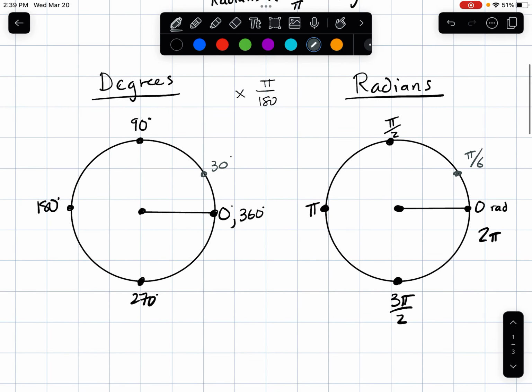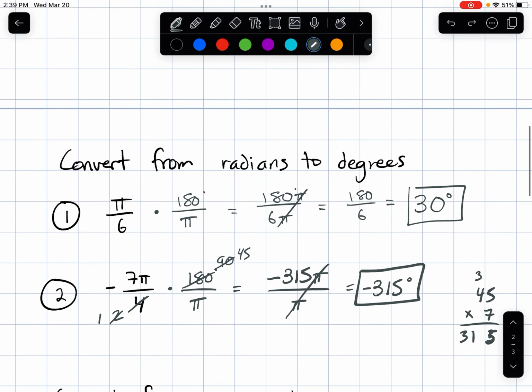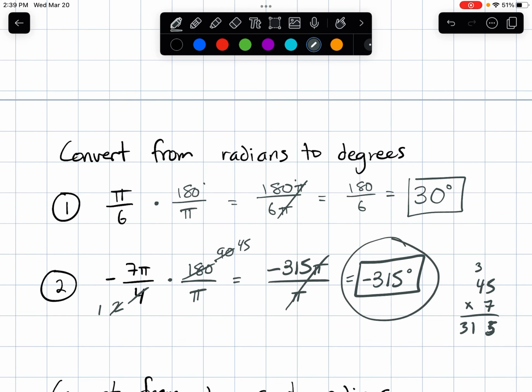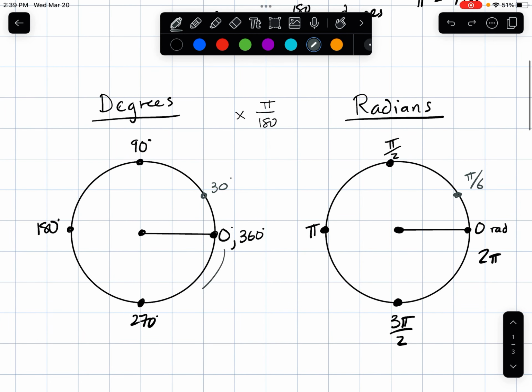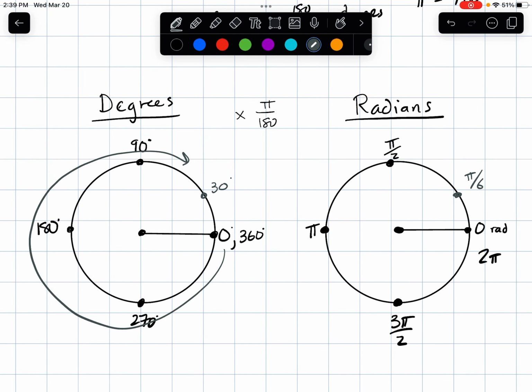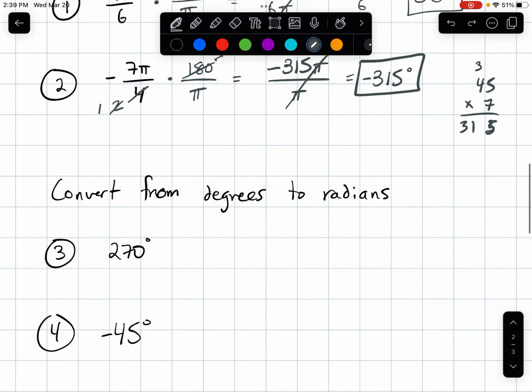Now this one, you might say, oh, well, I have to go 315 degrees around the circle. What we're going to learn next section is that because this is a negative degree value, I'm actually going to have to go the opposite direction around. Okay, so we're going to talk about how to go back and forth between the negative and the positive degrees and which direction that means.